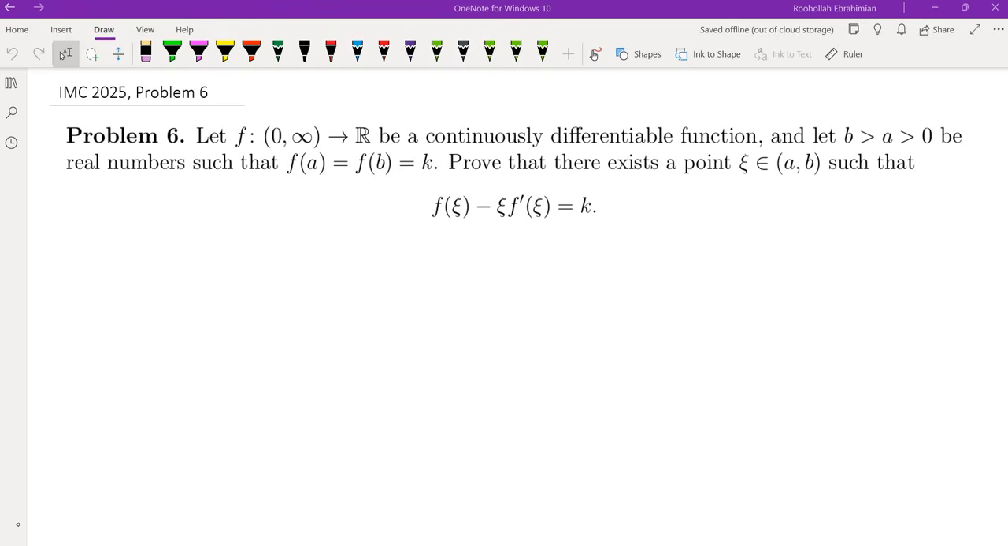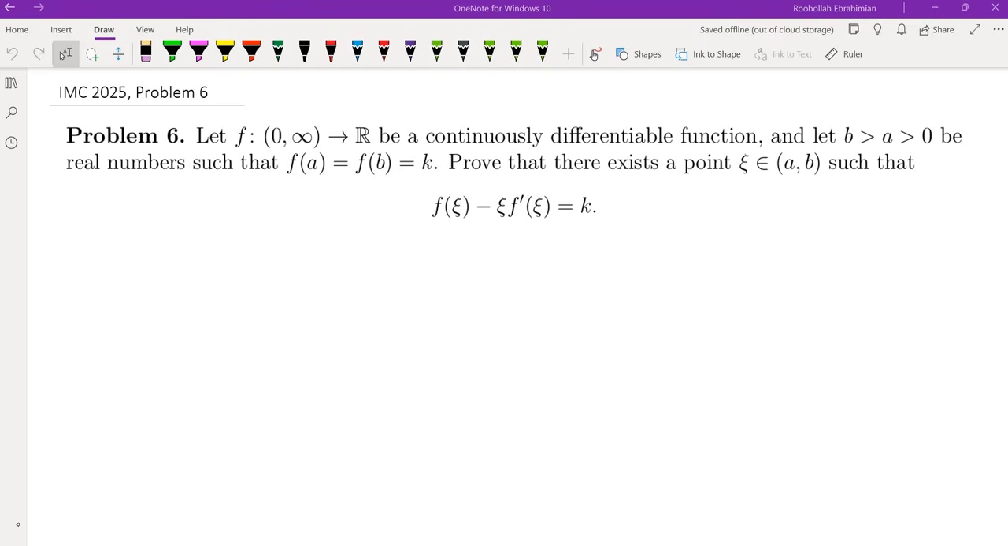Let f from positive real numbers to real numbers be a continuously differentiable function, and let b greater than a greater than 0 be real numbers such that f of a and f of b are k. Prove that there exists a point psi between a and b such that f of psi minus psi f prime of psi is equal to k.